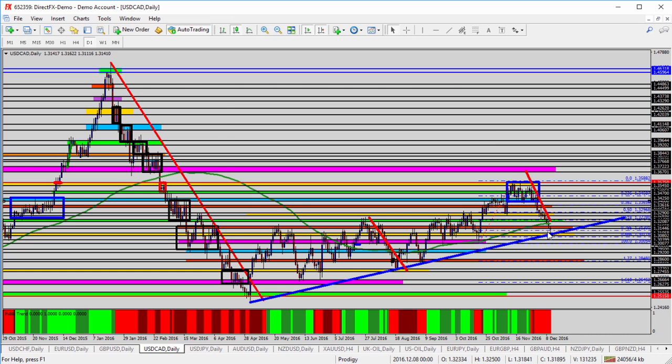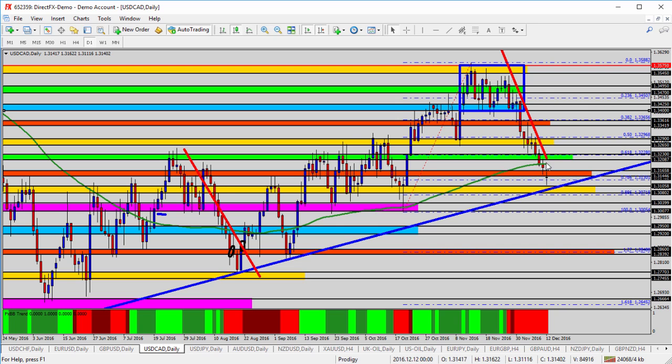If you are a student of harmonic patterns and the collaboration between different Fibonacci levels that you would find with harmonic patterns, we have some of that coming into play here around the blue trend line, 100 period moving average. We'll look at that later again in the live trade room today as well, so please join us then. But critical decision point here for the USD CAD into the 100 period moving average, blue trend line.